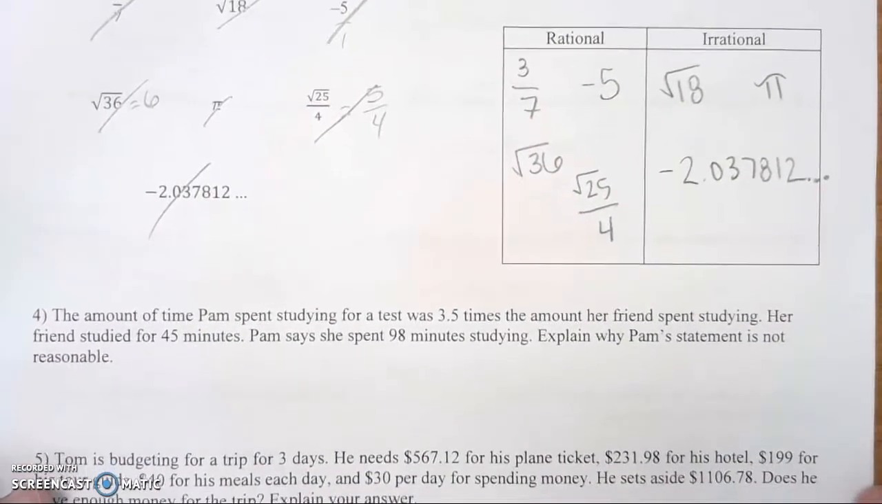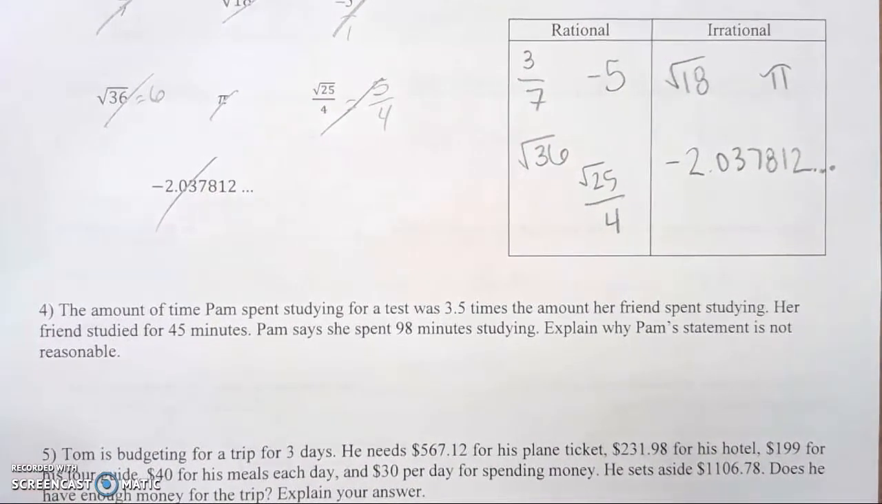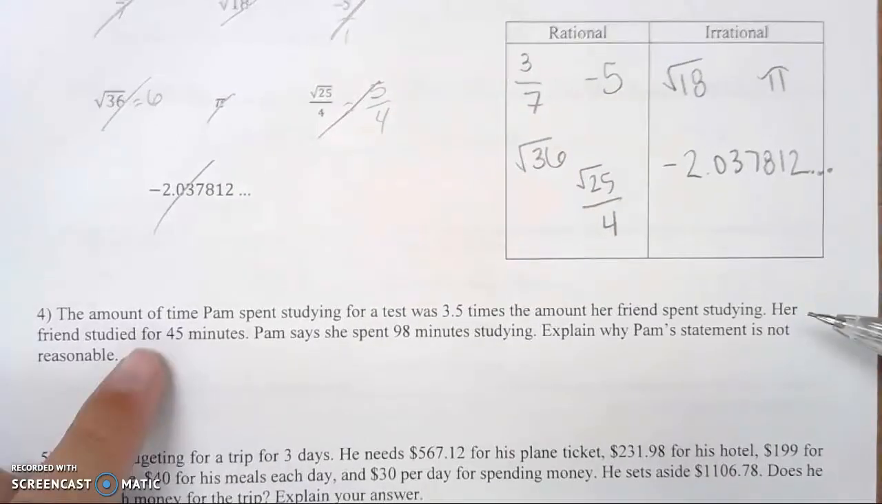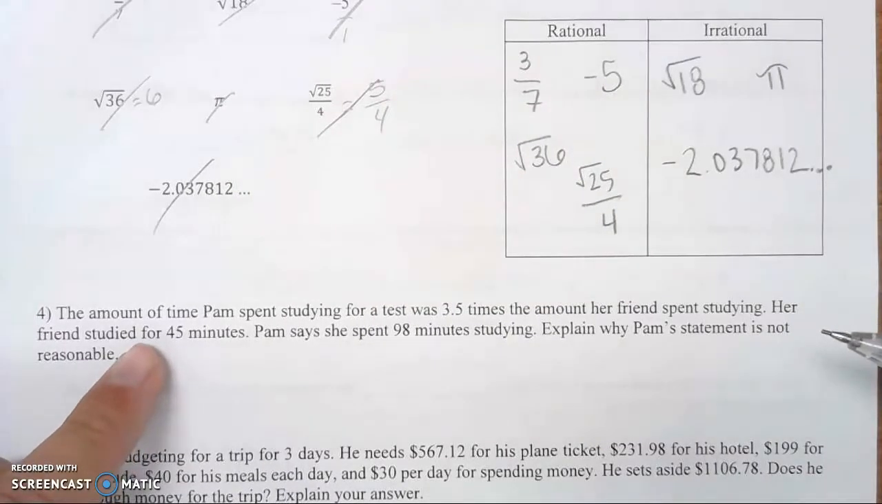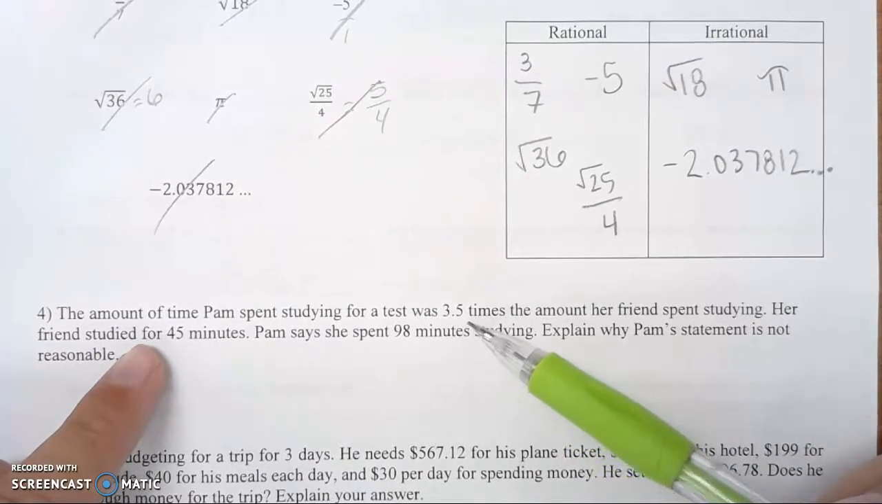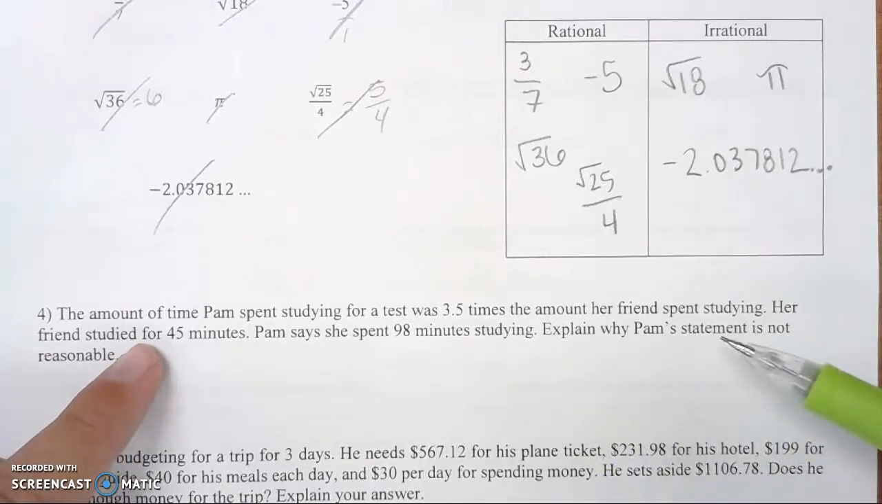So number 4, the amount of time Pam spent studying for her test was 3.5 times the amount her friend spent studying. Her friend studied for 45 minutes. Pam says she spent 98 minutes studying. Explain why Pam's statement is not reasonable. So it's saying that her friend studied for 45 minutes and Pam spent studying for the test 3.5 times the amount that her friend was studying.